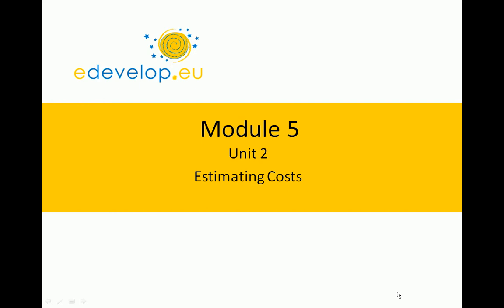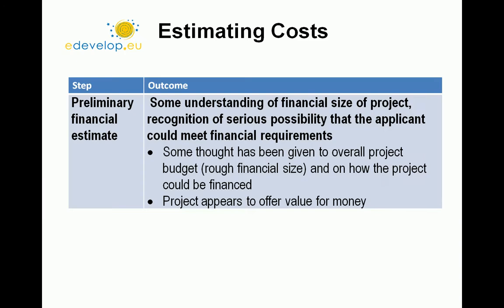Okay, we're now in Module 5, Unit 2, and the issue now is to estimate the costs of a project. What we're really aiming at in this step is to come up with some preliminary financial estimate, which really means that the partners in the end have some common understanding of the financial size of the project, and that they recognise that they've got a serious possibility of meeting any financial requirements.